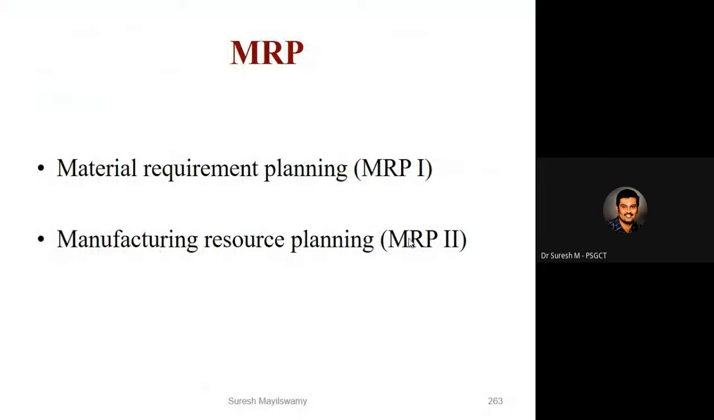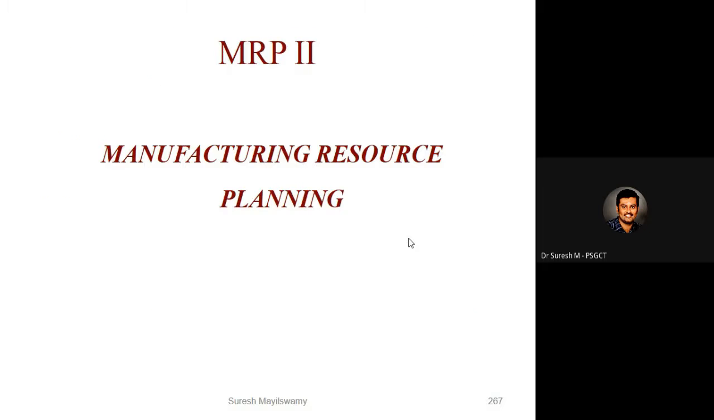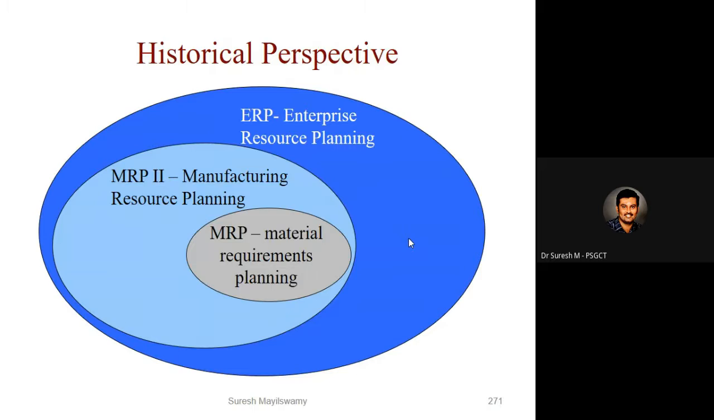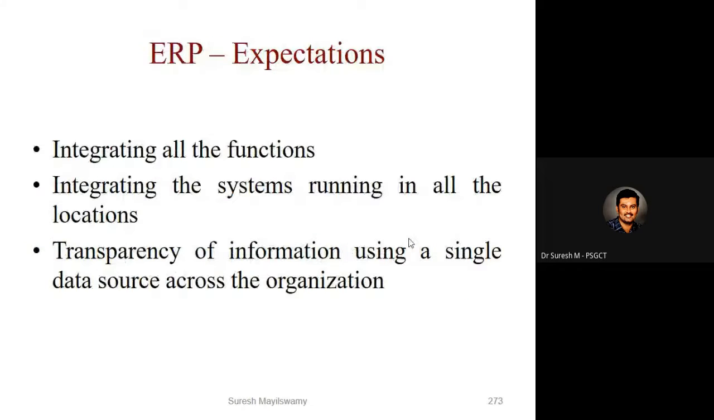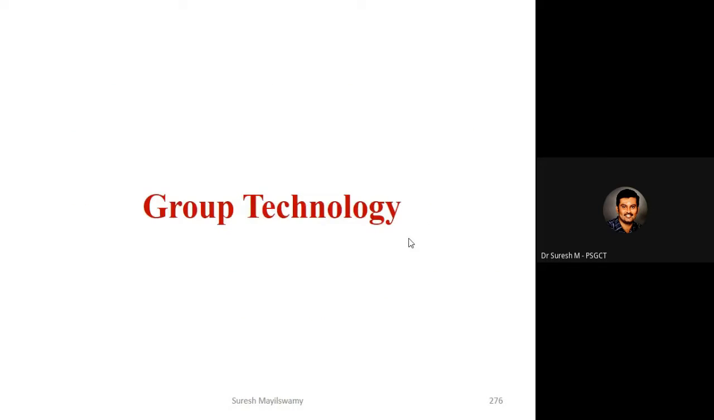And MRP1 and MRP2, material requirement planning and manufacturing resource planning. This is the objective of MRP: provide the right parts at the right time to meet the schedules for completed products. So we need to develop the manufacturing resource planning and enterprise resource planning. ERP is called enterprise resource planning. Nowadays, SAP technology is used, full of ERP system.